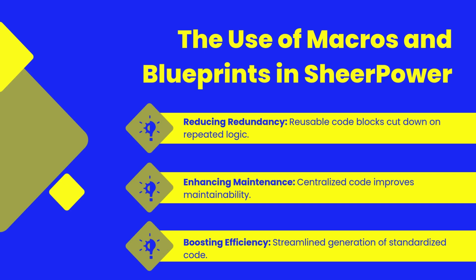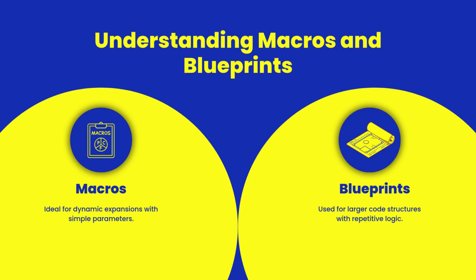Macros and blueprints in Sheerpower transform code management by minimizing redundancy, making code easy to maintain, and accelerating development. These tools create reusable patterns that enhance productivity and simplify updates. Let's explore how to make the most of them. Macros allow concise, parameterized code snippets, while blueprints handle more structured, larger blocks of reusable logic. Both tools standardize repetitive elements and help developers work more efficiently.